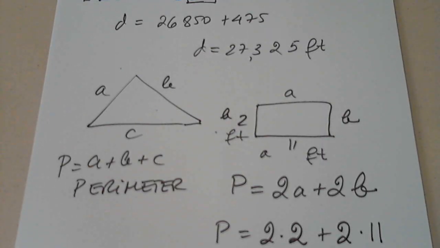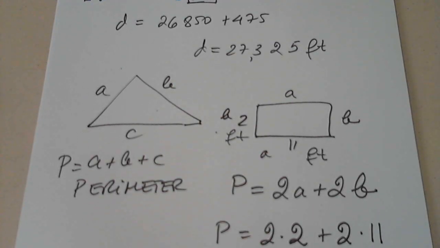Again, this involves order of operations, so I have to explain how we perform this. Do not try to add these two. By the order of operations, we have to perform multiplication first, and then addition. So when we multiply 2 by 2, we get 4. When we multiply 2 by 11, we get 22. And 4 plus 22 gives us a 26 feet perimeter.